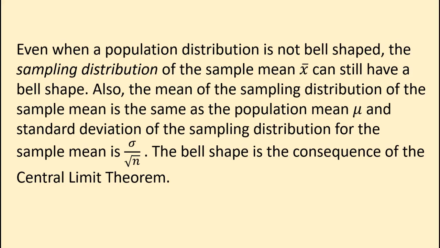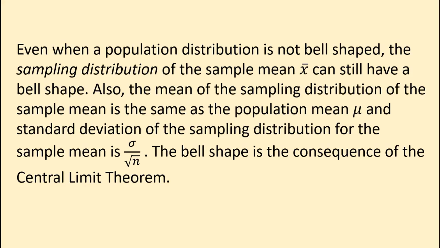Even when the population distribution is not bell-shaped, the sampling distribution of the sample mean x bar can still have a bell shape. Also, the mean of the sampling distribution of the sample mean is the same as the population mean mu, and the standard deviation of the sampling distribution for the sample mean is sigma divided by the square root of n. The bell shape is a consequence of the central limit theorem.